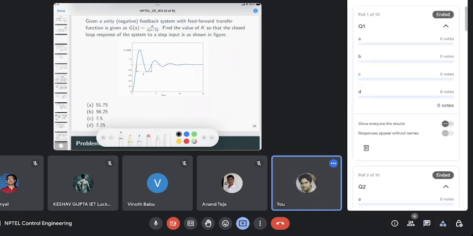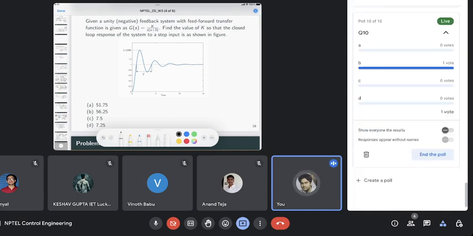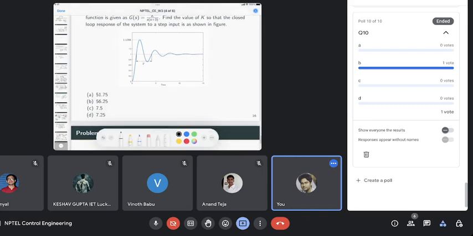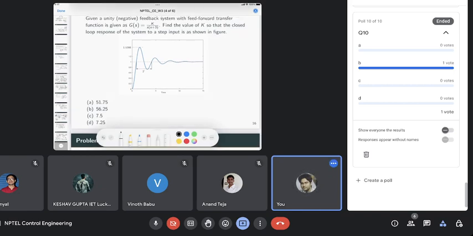Yeah, so then we come back to our problem. Okay, so we just discuss this question 10 again. What you have to find is k, right, for the closed loop system. So you are given G as this feed forward transfer function. You have to find this k value so that the response is as shown in the figure. You are given peak overshoot, so you can find the damping ratio from there, right?